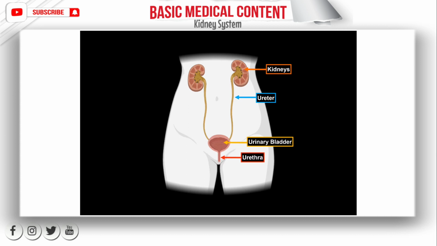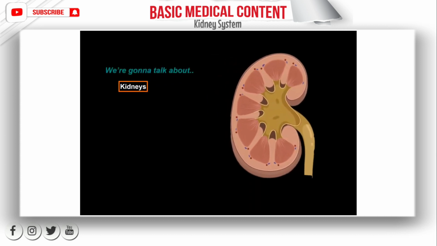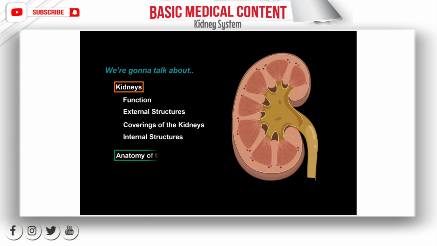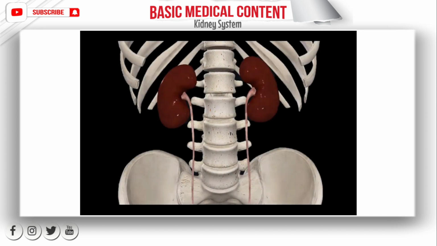Our goal is to cover the anatomy of all the structures you see here, step by step, and we will start with the kidneys. So in this video, we're first going to talk about the functions of the kidneys, then we will talk about the external structures and the coverings of the kidneys. After that, we will open the kidneys and cover the internal structures. When we're done with the kidneys, we will talk about the general anatomy of the nephron, which is the functional unit of the kidney.